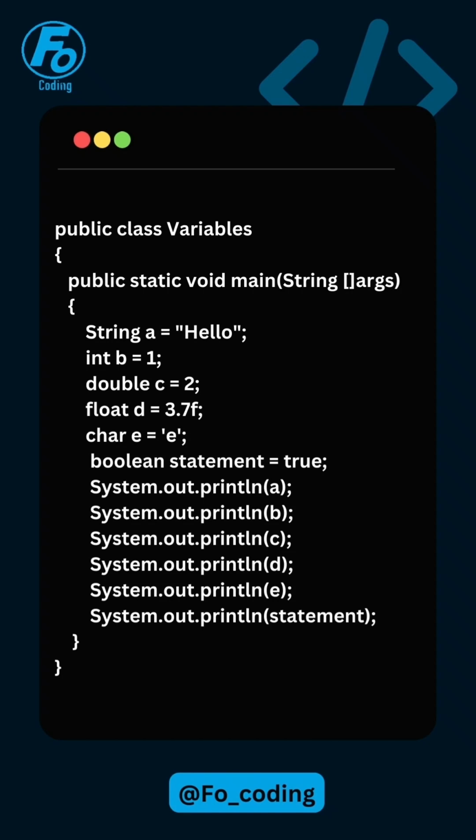It uses 64 bits to store a variable value and has a range greater than the float type. float d = 3.7f. Float is used to store numbers with decimals. We should put the letter f as a suffix, otherwise it will save it as a double. char e = 'e'. Char stores single characters, such as a or b. Char values are surrounded by single quotes. boolean statement = true. Boolean stores values with two states, true or false.